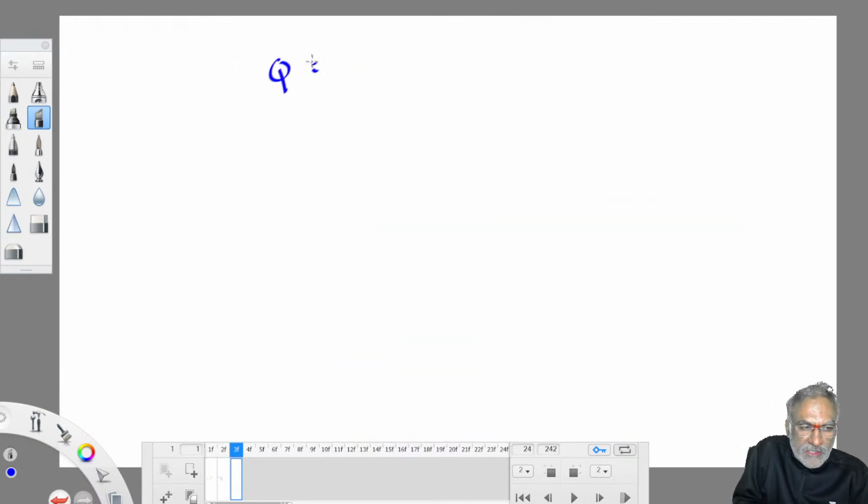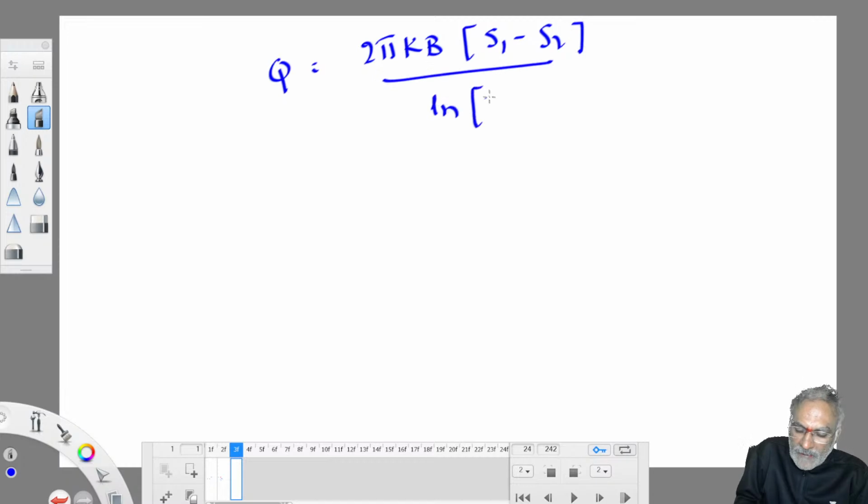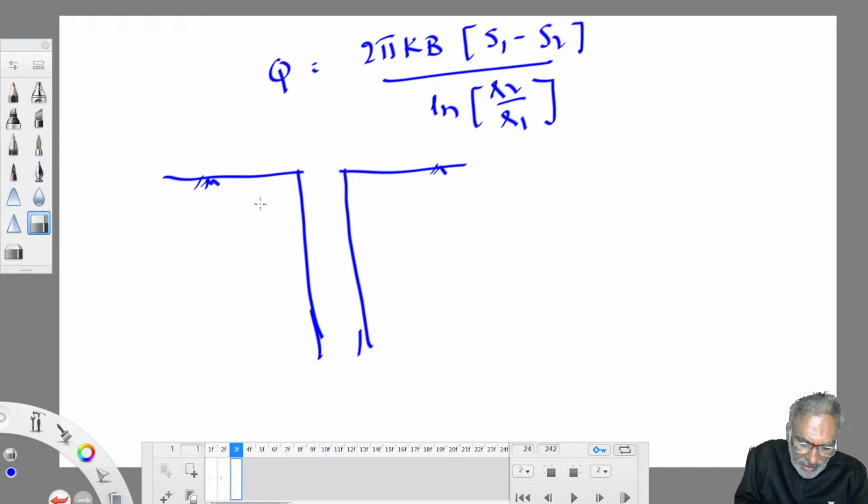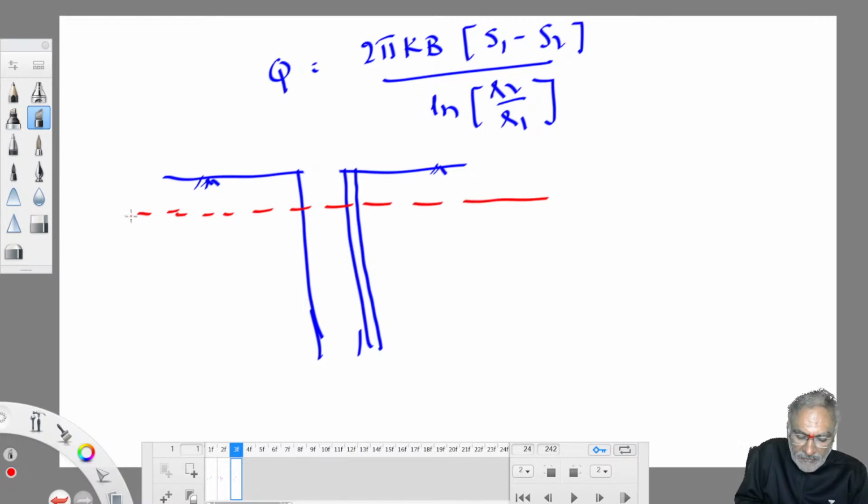So what is the equation for confined aquifer? For confined aquifer, Q is equal to 2 pi kb into S1 minus S2 by ln R2 by R1. Actually this equation we can apply between two test wells, but unfortunately the test wells are not given. Only pumping well data is given. So when test well data is not given, what do we need to do? We need to take one test well at the face of the well, where R1 is equal to RW. One more test well we take at the radius of influence.